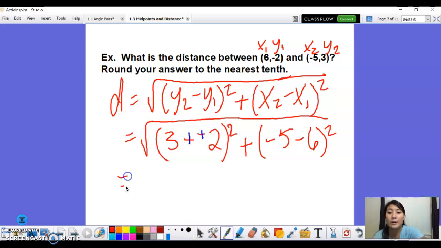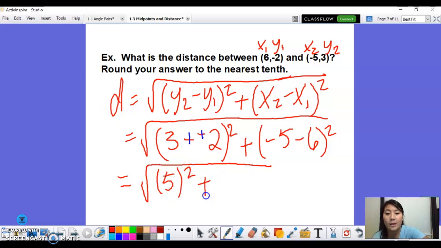Now let's go ahead and start combining what's inside our parentheses. We're still going to have a big square root. So 3 plus 2 is going to give us 5, and we're going to square that. And then negative 5 minus 6 is going to give us negative 11 squared. Okay? So make sure you go ahead and do that.